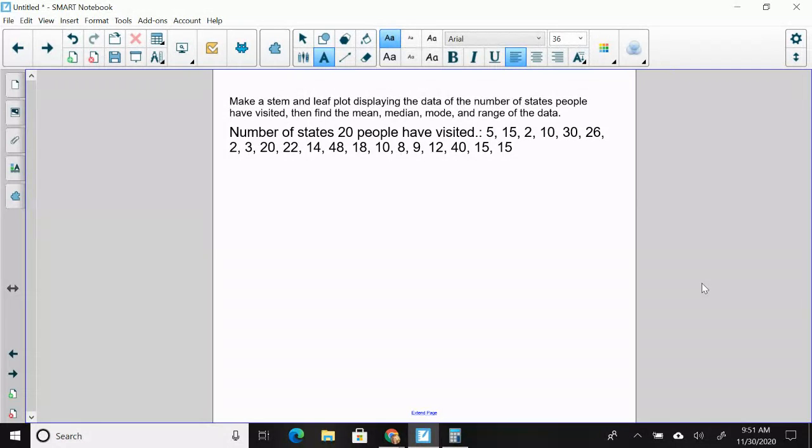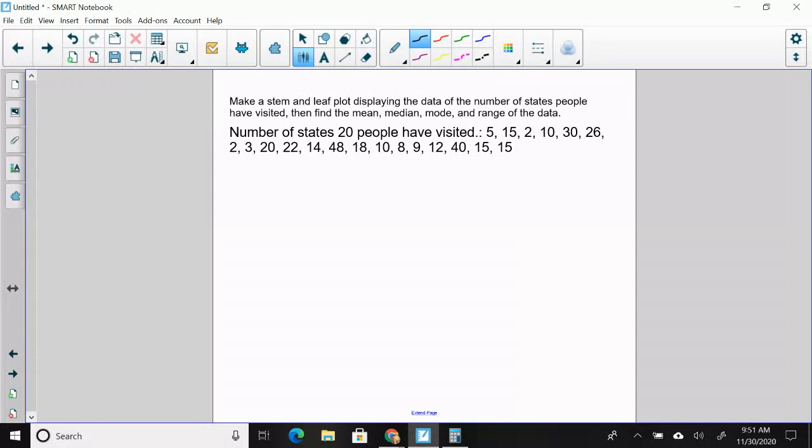So this time we are working with a set of numbers that has 20. We are making a stem and leaf plot on the number of states 20 people have visited. Okay, so we first need to put our information in order from least to greatest. All right, so let's see. Looks like my smallest number, or the least number of states people have visited, is 2.